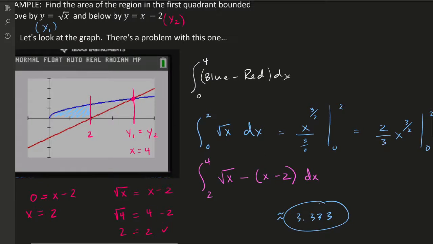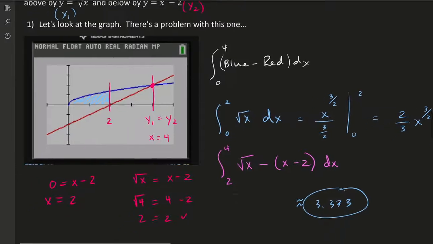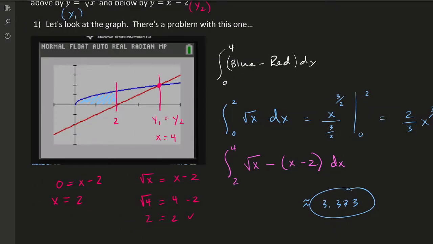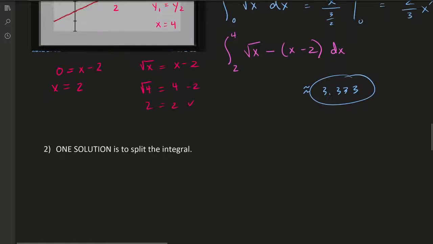And so being able to evaluate these both by hand and by calculator is a really important skill to have, and recognizing when we have to split it, because we only want the area in the first quadrant. Recognizing that that is a problem. Remember, when you just do the subtraction, it's going to give you all of the area between. If you don't want all of the area between, you have to take it easy and split your integral.